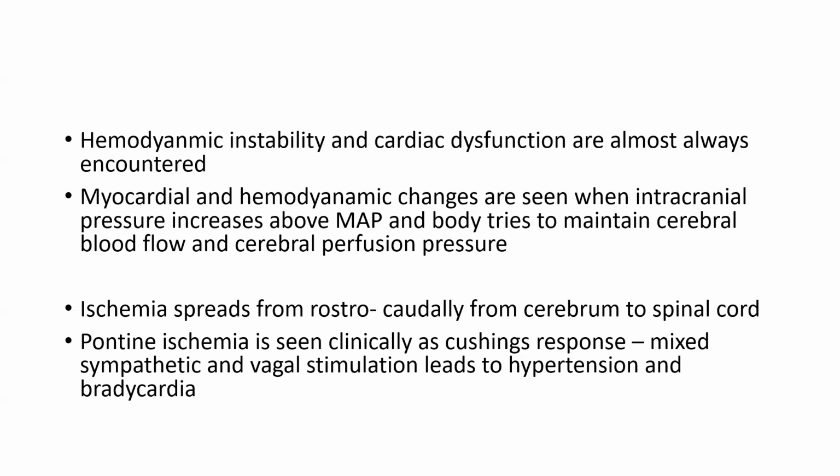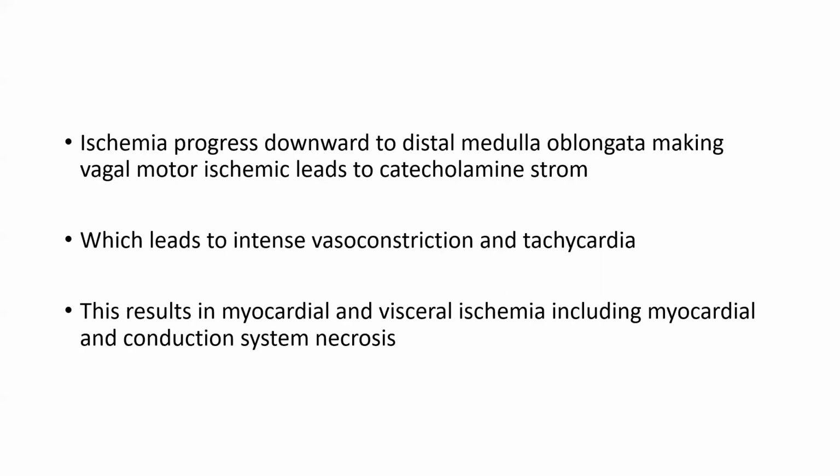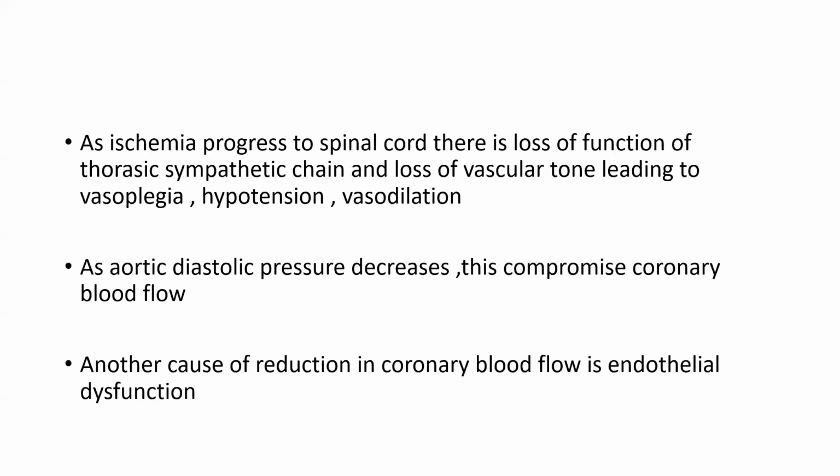Ischemia spreads rostrocaudally from the cerebrum to the spinal cord. Pontine ischemia is seen clinically as the Cushing response, that is, mixed sympathetic and vagal stimulation leading to hypertension and bradycardia. As ischemia progresses towards the distal medulla oblongata, causing vagal motor ischemia, it leads to a catecholamine storm, which leads to intense vasoconstriction and tachycardia. This results in myocardial and visceral ischemia, including myocardial and conduction system necrosis.